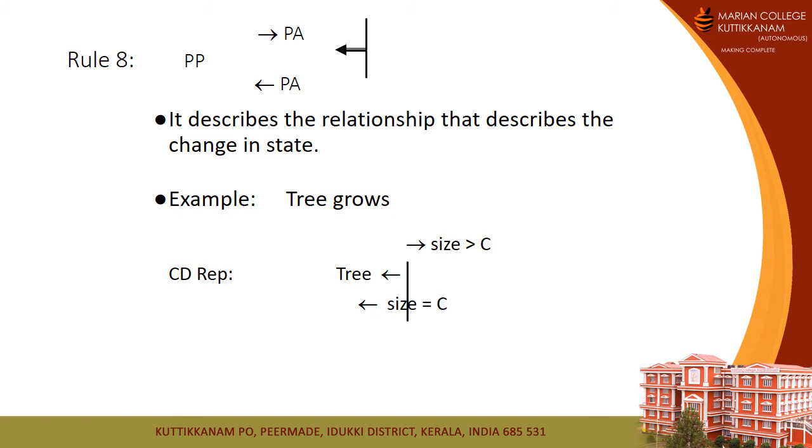Eighth rule, it describes the change in states. For example, tree grows. It shows the relationship between one picture producer and two picture aiders. So an example is tree grows. Tree is a picture producer. The size is greater than C. If it is equal to C, it means it grows there.